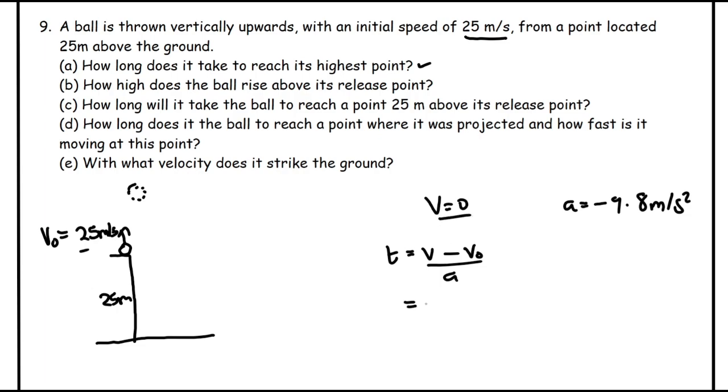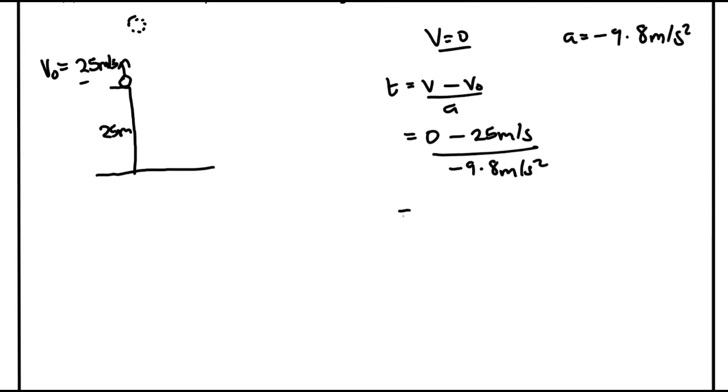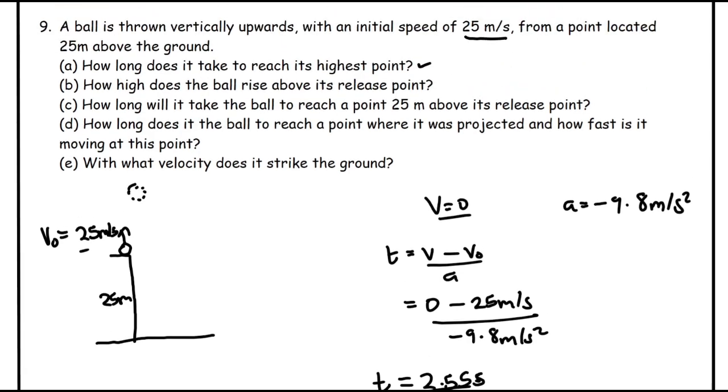Our final velocity is 0. Our initial velocity is 25 meters per second. We divide this by negative 9.8 meters per second squared. We get 2.55 seconds. So the time when the ball reaches its highest point is t equals 2.55 seconds. Let's put it here. t equals 2.55 seconds. So we're done with question A.